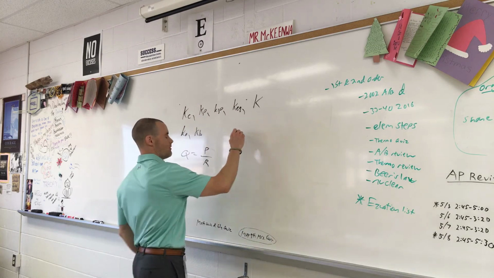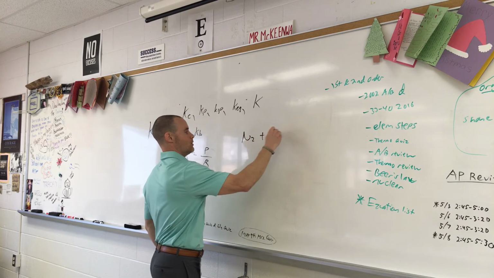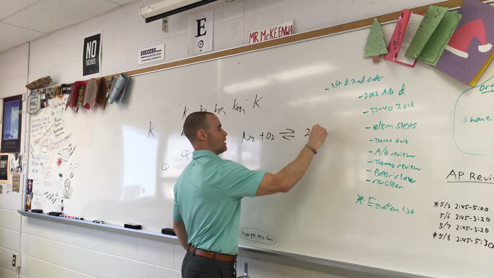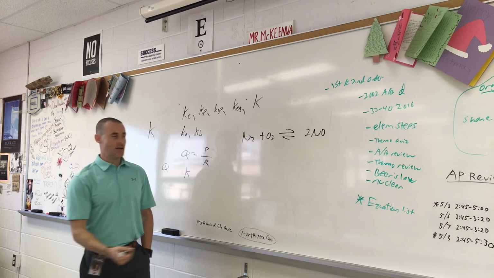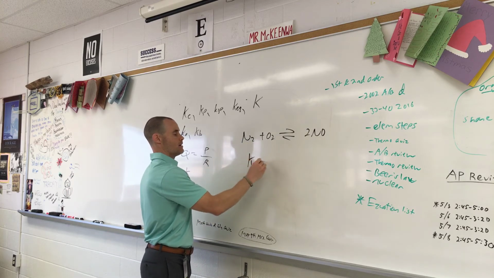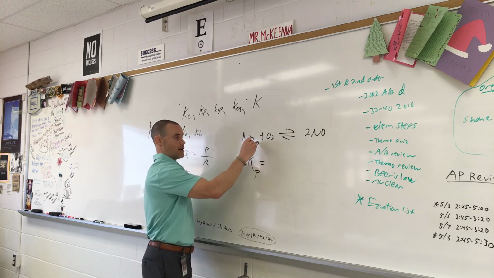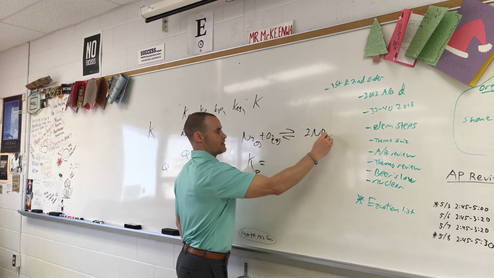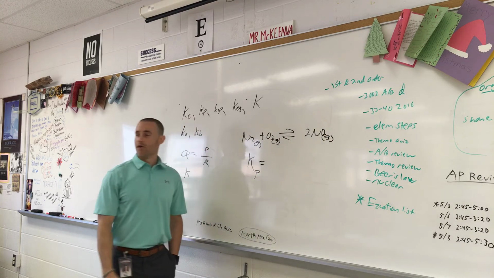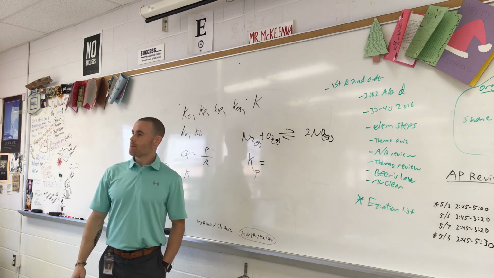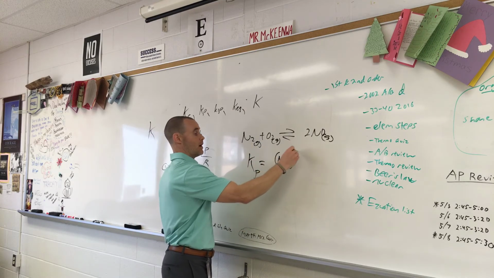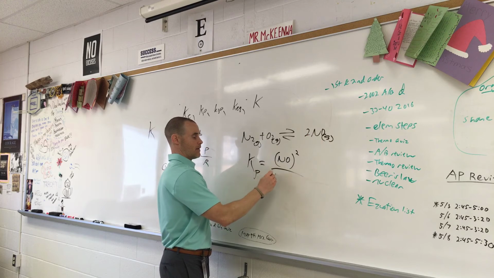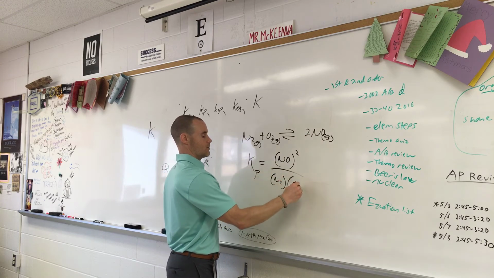Okay, let's say we have N2 plus O2 in equilibrium with 2 NO. Is that balanced? Yeah. How would you write the equilibrium expression? It would be Kp, because these are gases. It could be Kc, but let's say it's Kp. NO squared, right, over N2 times O2. I'm just reminding you of that.